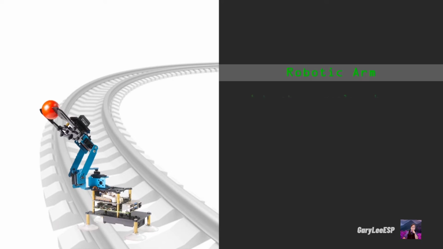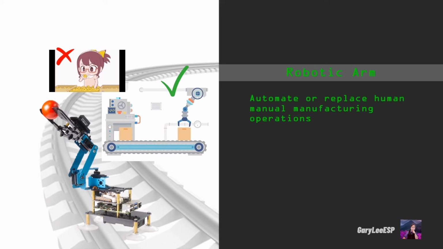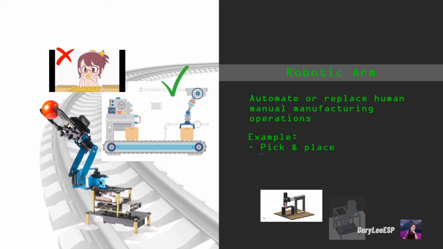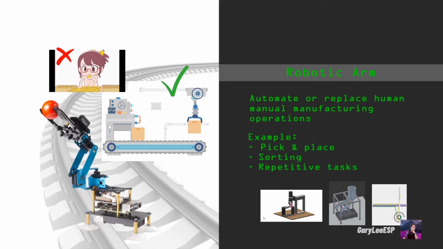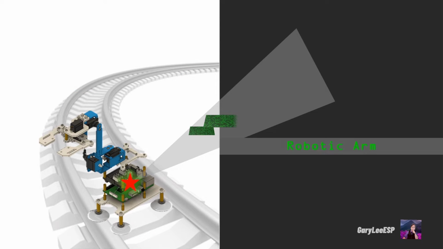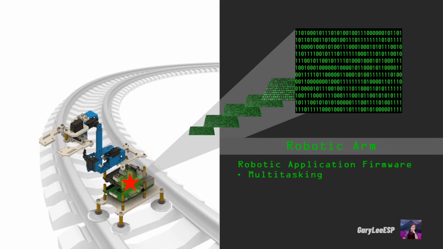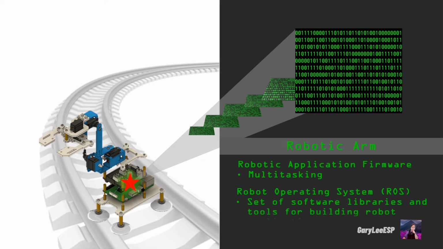Robotic arm. It is used to automate or replace human manual manufacturing operations, such as pick and place, sorting, or any repetitive task. The software that is used to control the movement of a robotic arm is robotic application firmware and the Robot Operating System, which is known as ROS.